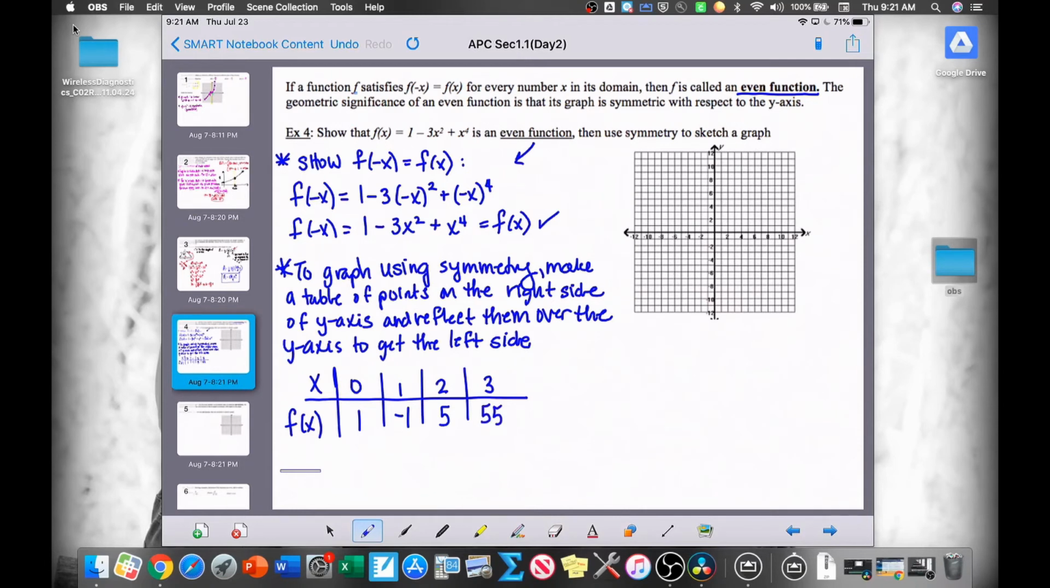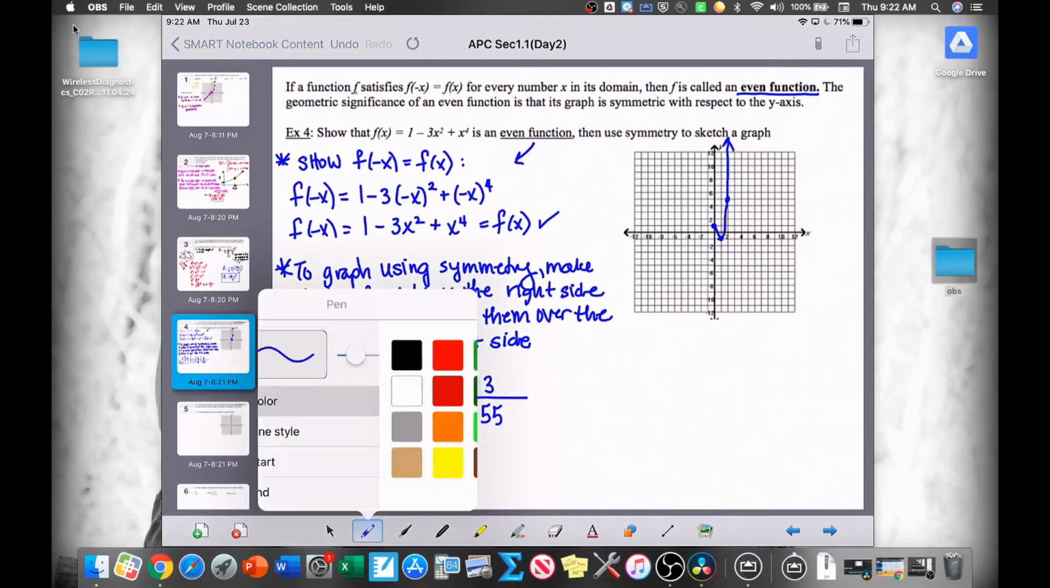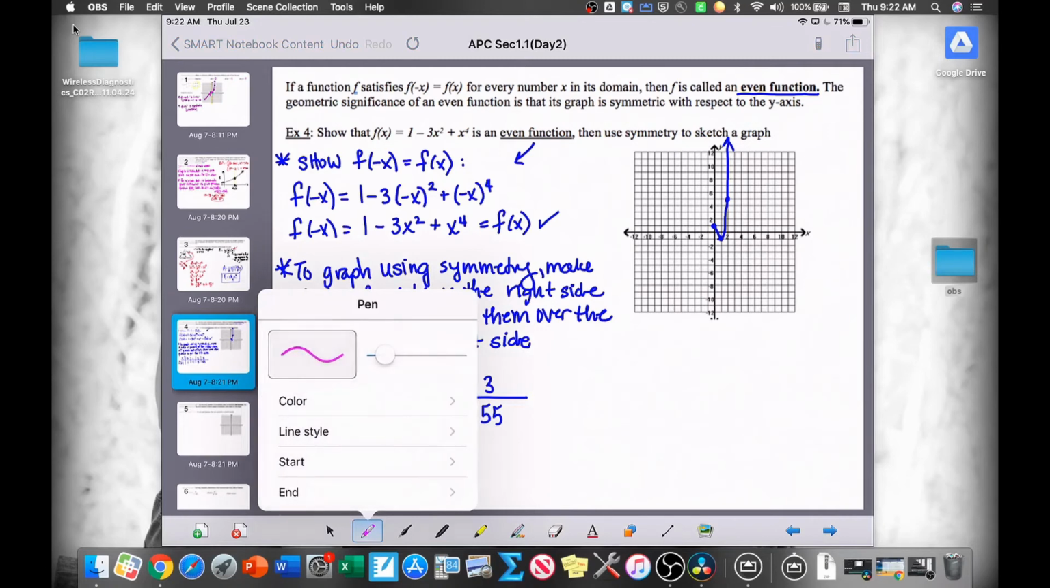All right, so I have some points here that I can graph on the right side. When x is 0, my function is 1. When x is 1, my function is negative 1. When x is 2, my function is 5. And then, of course, when x is 3, my function is 55. That's way off the graph, right? So if I connect these, and I know it's just going to shoot up like that, I get something like that.